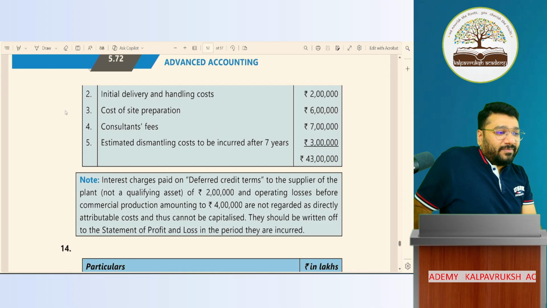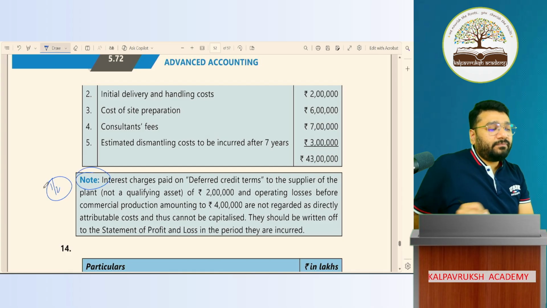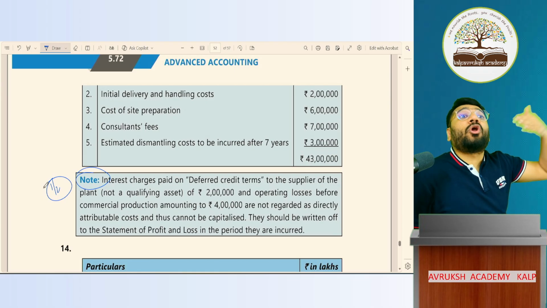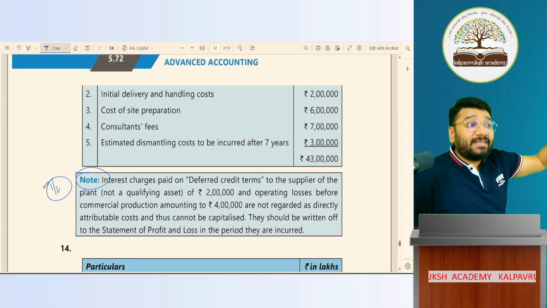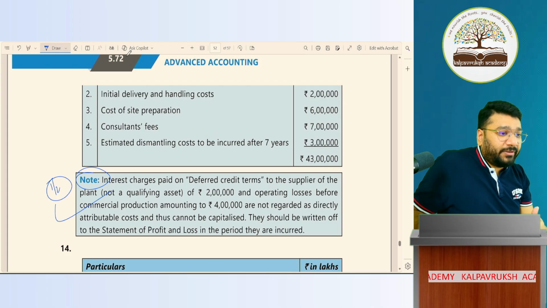Note, you have to give this. This will carry marks, because you're trying to express your knowledge. Why this is not added up in the answer, you're telling somebody. So this is carrying marks. Very, very important.